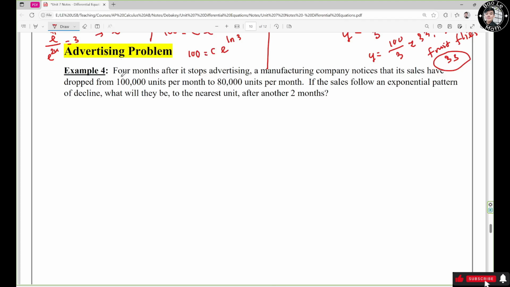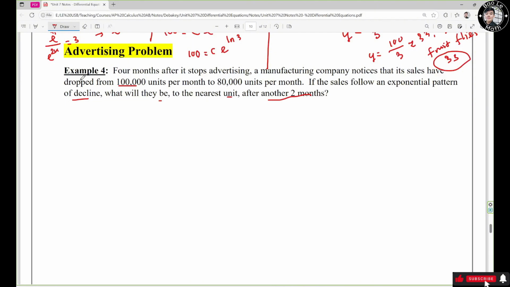Now let's move on to example number 4. 4 months after it stopped advertising, a manufacturing company noticed that its sales dropped from 100,000 units per month to 80,000 units per month. If the sales follow an exponential pattern of decline, what will they be to the nearest unit after another 2 months?